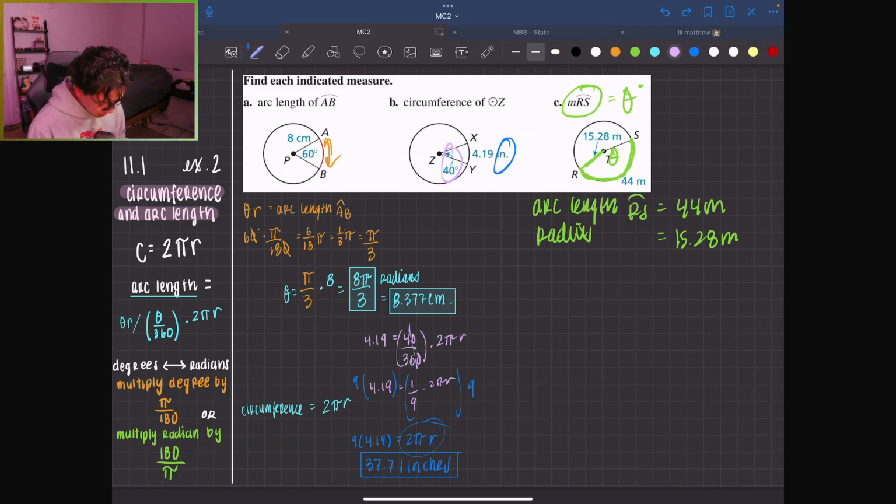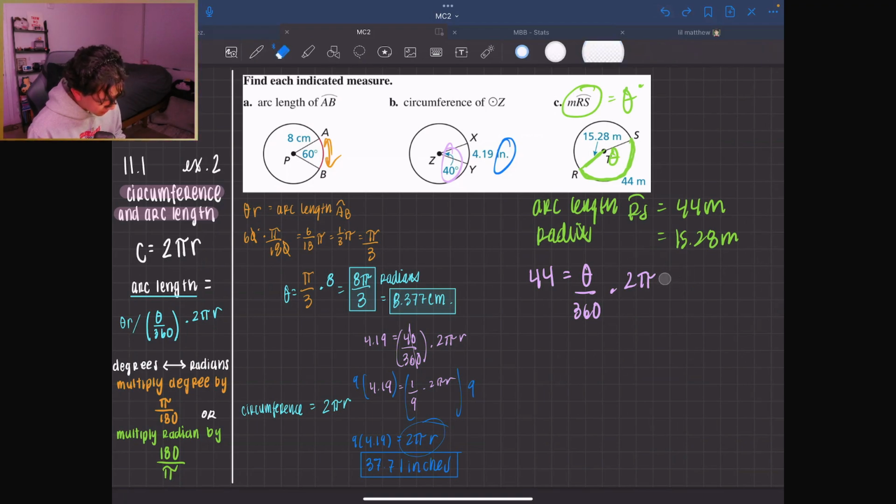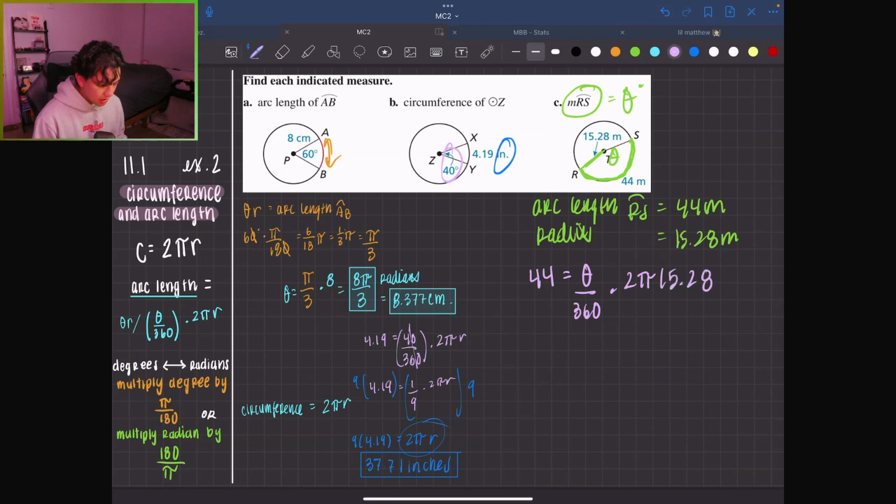So let me use purple. Okay, so the arc length, we have our arc length, thank goodness. It is going to be 44 meters, which is going to equal theta, which we want to find out, over 360 times 2 pi r. We do know what our radius is, right? 2 pi r, our radius is given to us, which is 15.28. So let's substitute that value, 15.28 meters. Okay, cool.